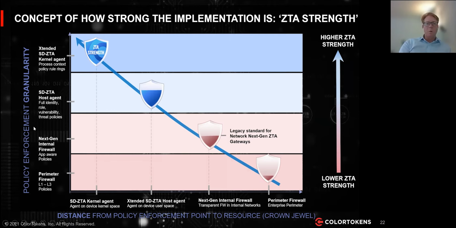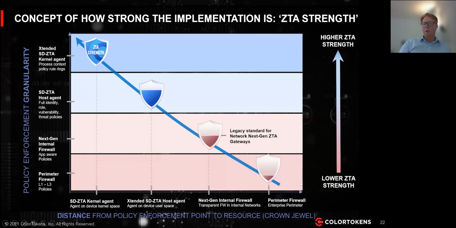And here on the y-axis, we have the granularity. So the higher, the better granularity. On the x-axis here, we need to have a low distance to make it better. And that also means that we start out here with a high distance. That would be a big trust zone that becomes too big and is a risk. And that's why we have the lowest strength. That is our concept here of how strong the implementation can be.